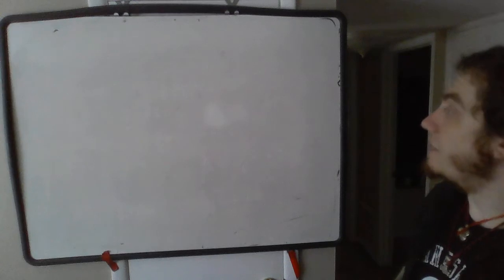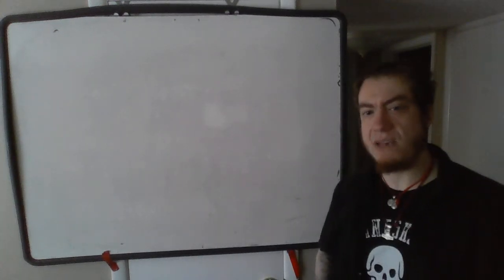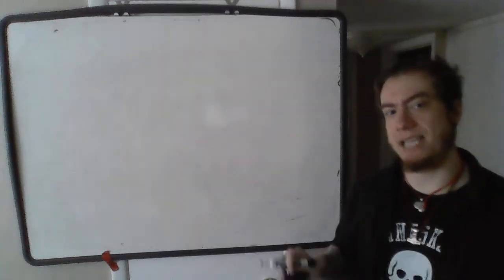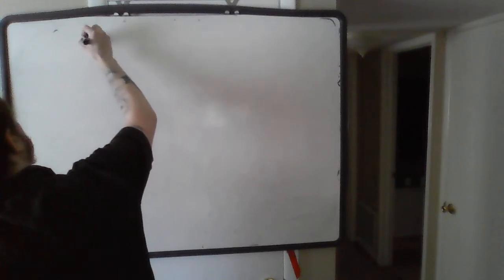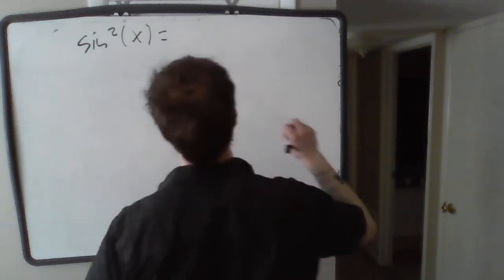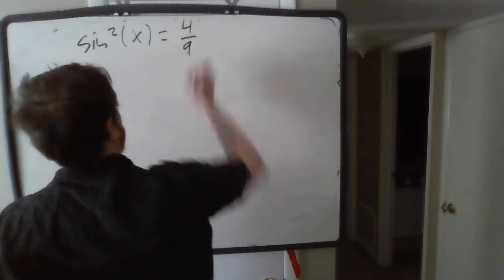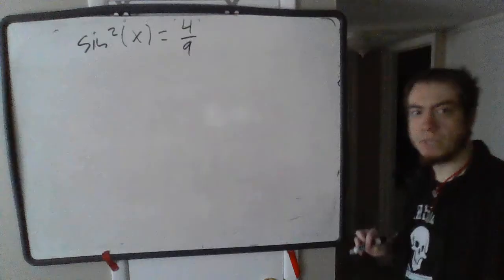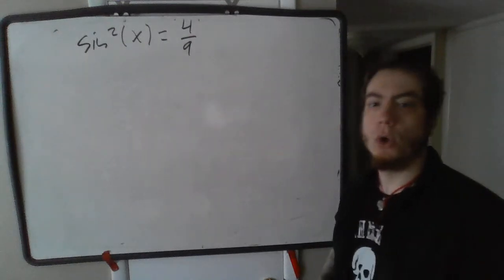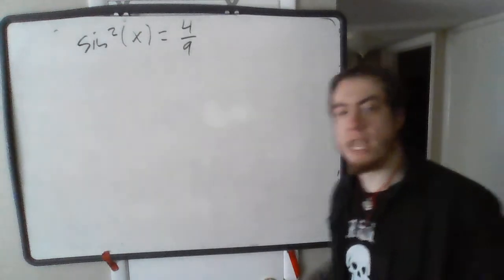Now, the next thing that we want to think about is, what if instead of having some kind of weird thing inside of it, you had something like sine squared of x is equal to 4 over 9? So what if the squaring is actually for this function instead? Same kinds of ideas as what we've done before are going to apply here.